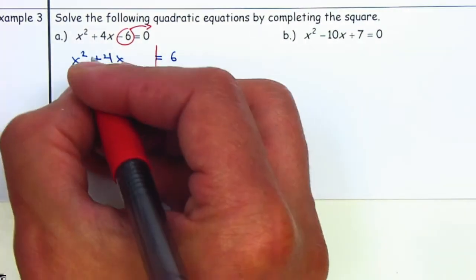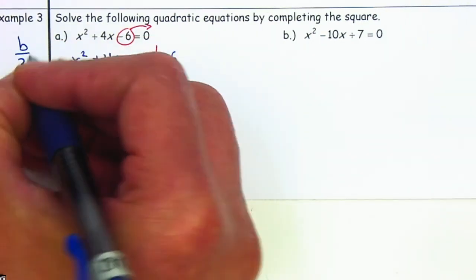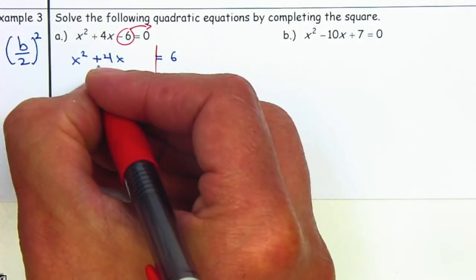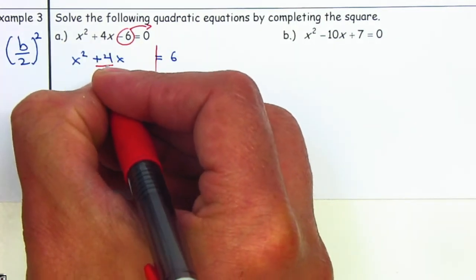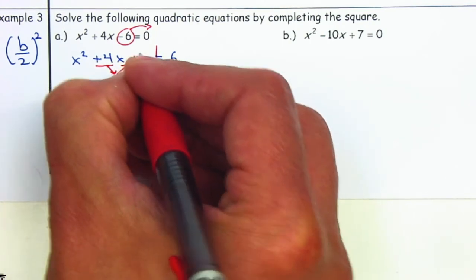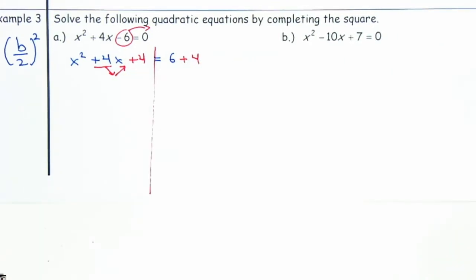Now you can use the formula on the left hand side. Remember, the formula will be b divided by 2 and then square. But I'm going to do everything in one step. 4 divided by 2 is 2. I'm going to square it, it gives me positive 4. And I'm going to do it on the other side, positive 4.